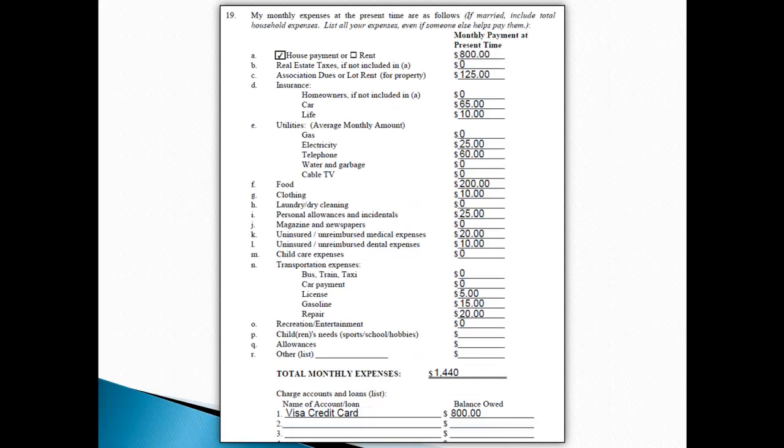On page 6, you are asked about your monthly expenses. If you are married, include total household expenses. If you live with someone that helps pay your expenses, it could be relatives, roommates, a companion, still list all of your expenses. For expenses such as utilities or groceries that may change month to month, write in your average monthly expense.